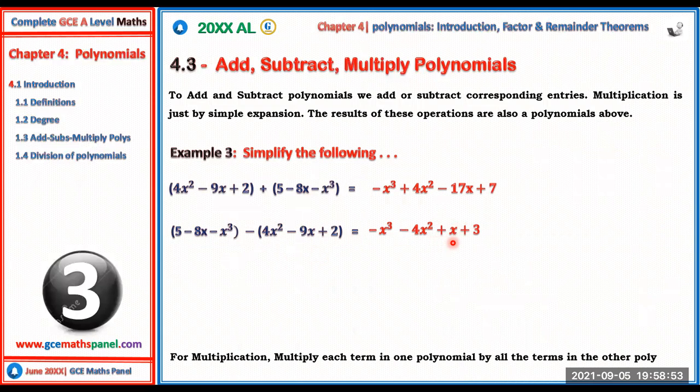Let's take the case now of multiplying polynomials. If we multiply this polynomial by this, we are multiplying term by term, as we said. So we will take the first term in the first polynomial and multiply each of the terms in the second polynomial by this. So we have 5 times all of this polynomial, minus 8 times all of this polynomial, minus x squared times all of this polynomial.